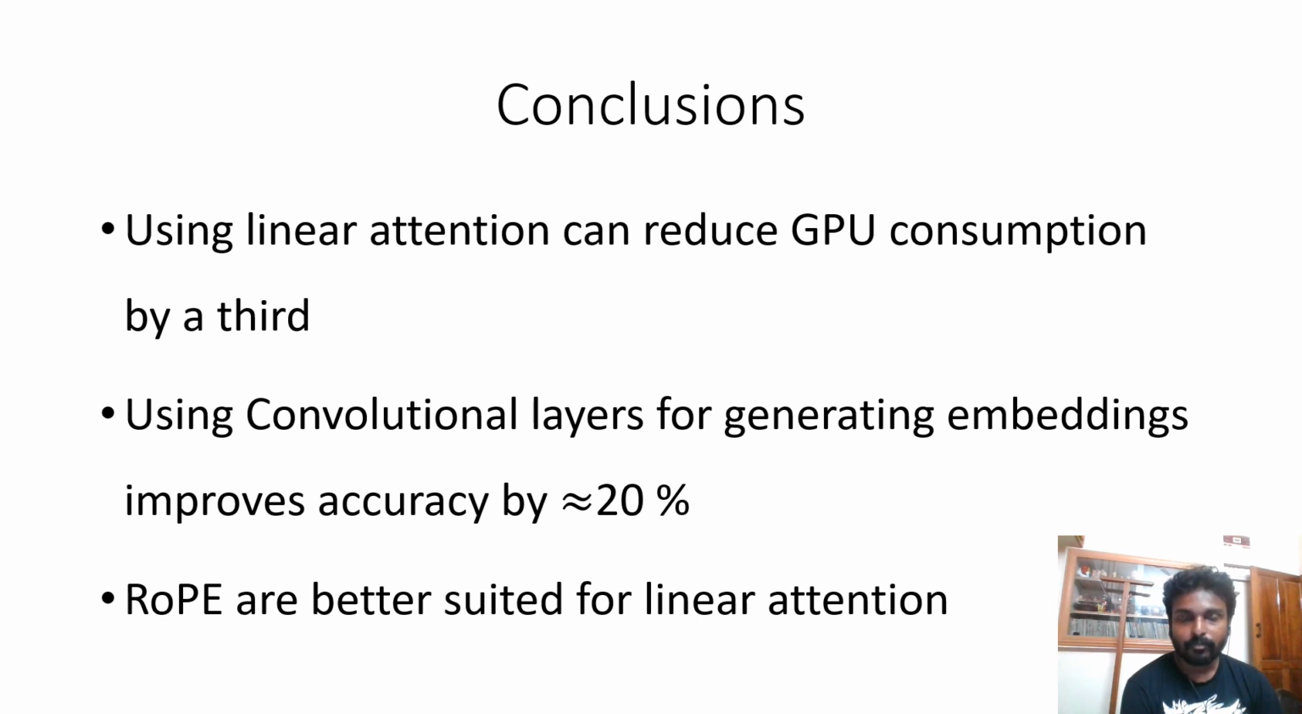In our experiments, we find that replacing quadratic attention with linear attention can significantly reduce the GPU consumption. Also, replacing the linear embedding layers with convolutional layers can significantly improve the accuracy. We also find that rotary position embeddings are much better suited for linear attention.